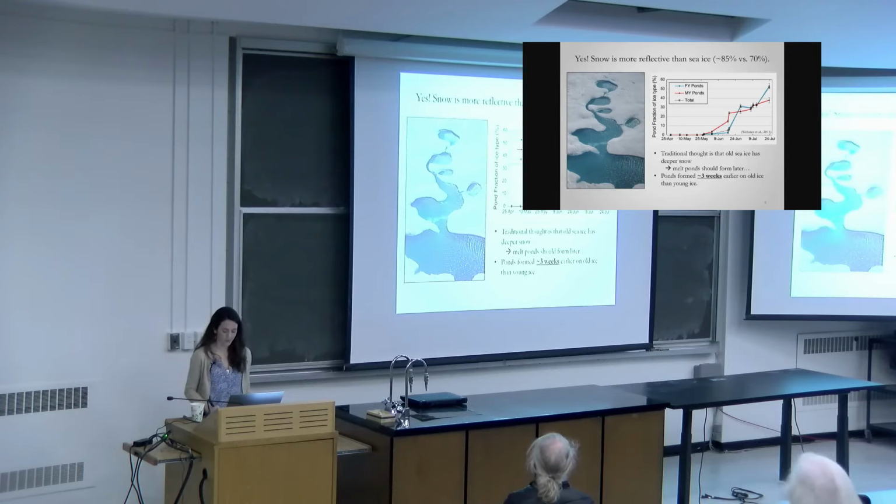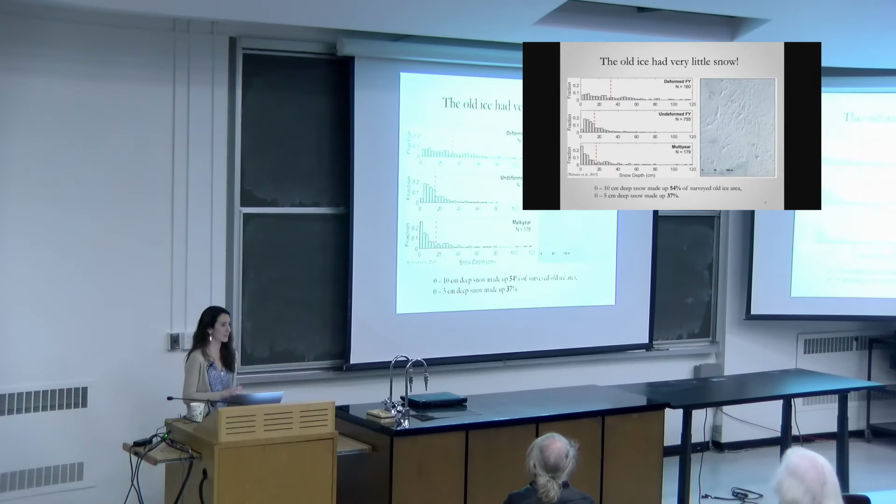And what we found was the snow on this old ice in this area was extremely thin. It was much thinner than 10 centimeters. And 10 centimeters is a magic number. Anything thinner than this is optically thin, which means you can see the underlying surface of snow that's thinner than 10 centimeters. And in fact, there's a large part of this area of this old ice that was snow-free.